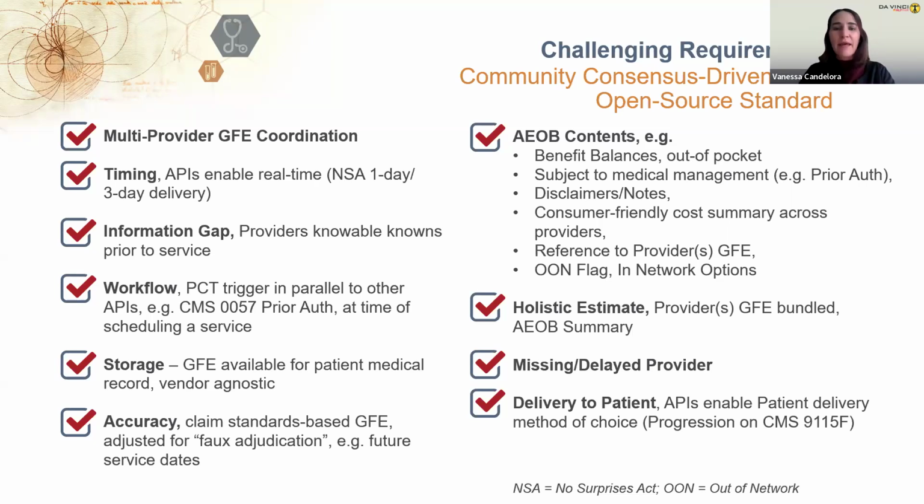And then lastly, APIs can enable patient delivery. And we often talk about what's stated in the law, which is the patient's delivery method of choice, right? And so, at the highest level, I think that's paper, right, or electronic, or is it a third-party app of choice as aligned with patient access API? Is it a portal? Is it an email? Is it anything? And so we have an API available that can support those options.